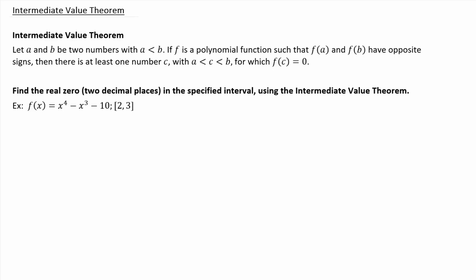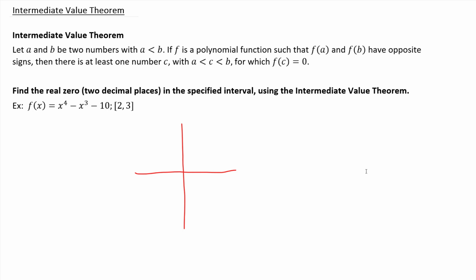The focus of this lesson is on using the intermediate value theorem to find the roots or zeros, another name for roots, of a polynomial. So I'm going to go ahead and just draw a Cartesian coordinate plane to give us some perspective of what this intermediate value theorem is saying.